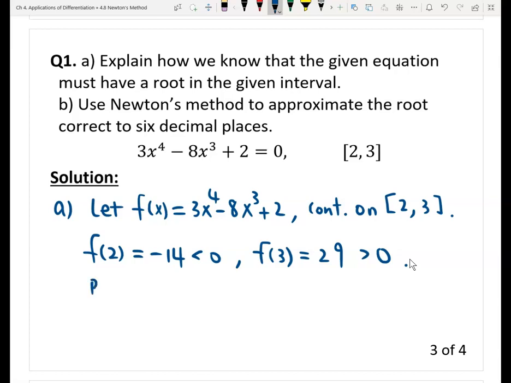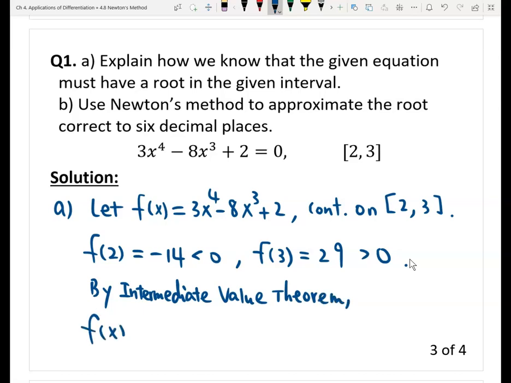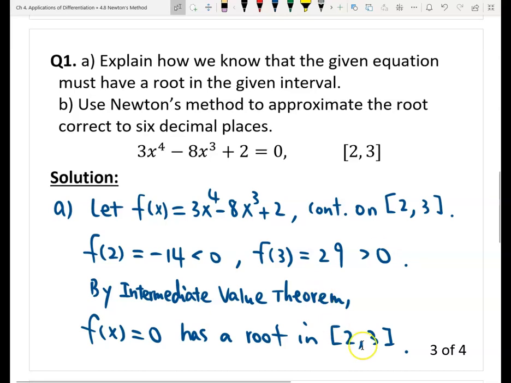Therefore, now we have the conclusion by, remember the name, the intermediate value theorem. So by this theorem, what do we have? This function f(x) equals 0, this equation, has at least one root in [2, 3]. We did this before.